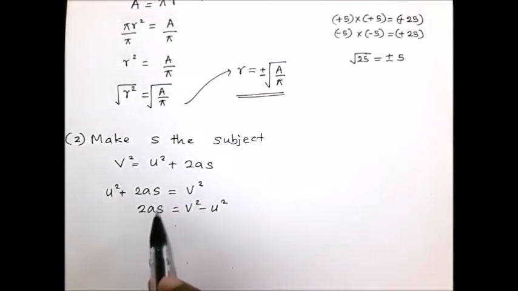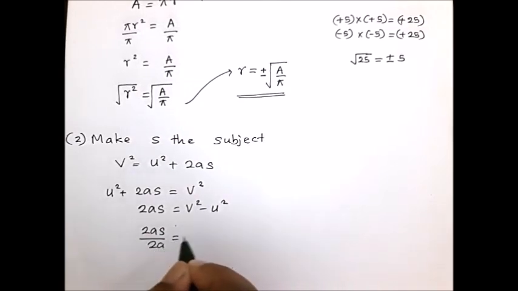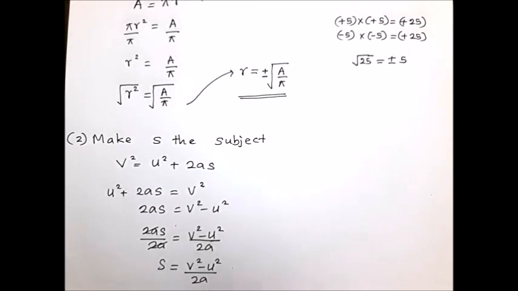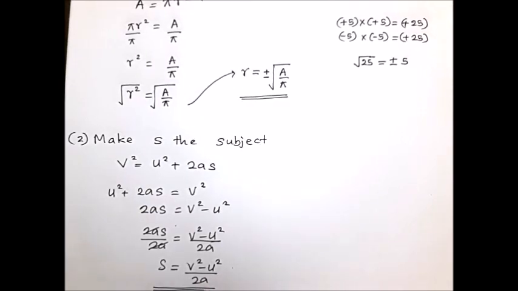Then you have to subject s. Remove 2a. 2a multiply by s. You can divide both sides by 2a. Divide both sides of the equation by 2a. Here 2a and 2a cancel. S equal v squared minus u squared divided by 2a. This is the answer.